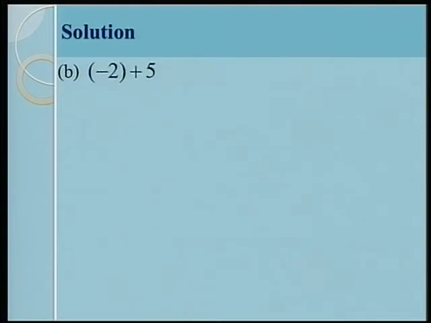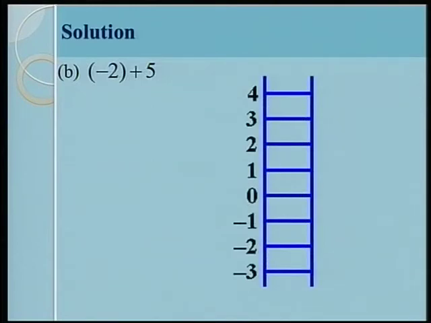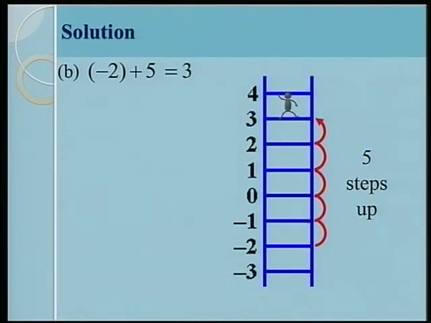Let's have a look at the solution for part B, where we need to calculate -2 plus 5. Charlie will stand at -2 and he will have to move up by 5 steps. 1, 2, 3, 4, and 5. So he reaches 3 and the answer will be 3.